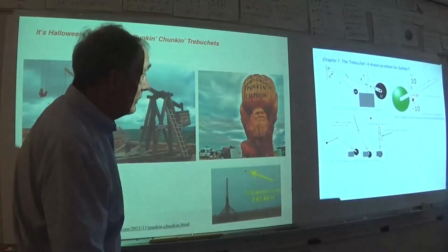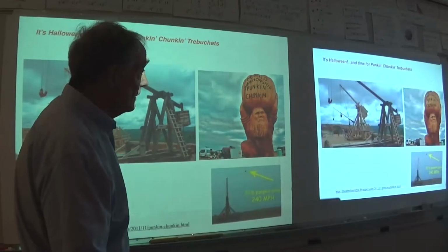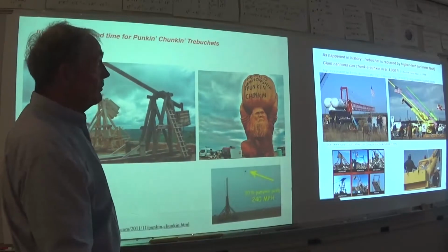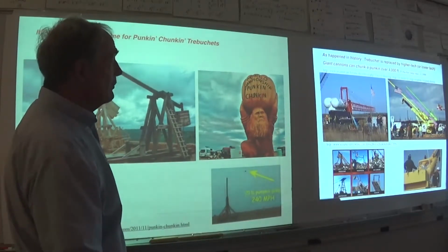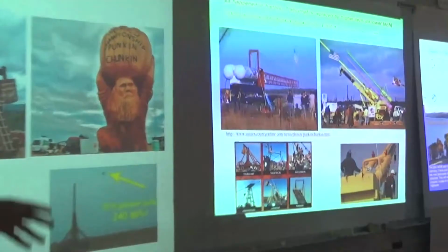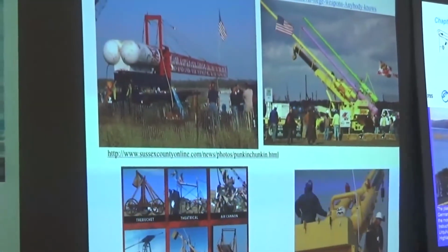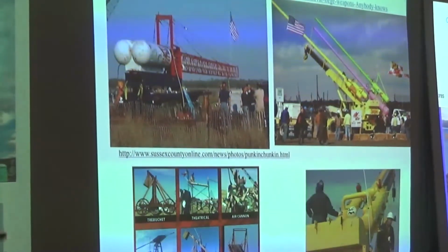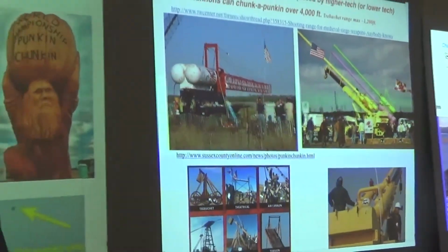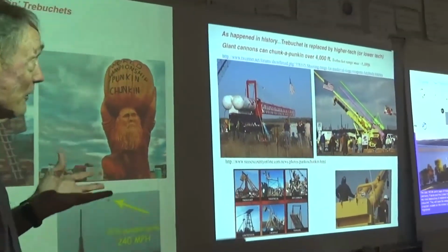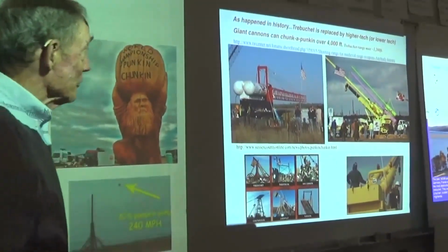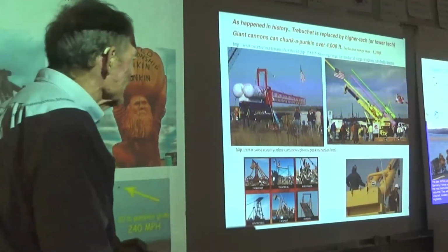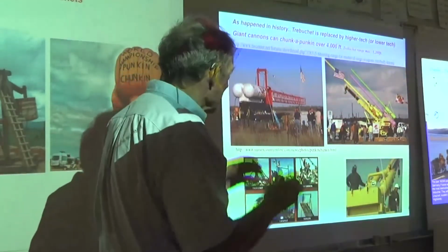the other things that I would like to point out, besides the fact that we throw them, is that, as happened in history, trebuchet is replaced by higher tech. So if you go out to the Oklahoma pumpkin chunking, you're going to see these things along with the trebuchets, and these cannons, these air cannons. There's a lot of people here that don't have anything else to do, right? It kind of tells you something about our culture. We need to get people so they can use bigger parts of their given brain.